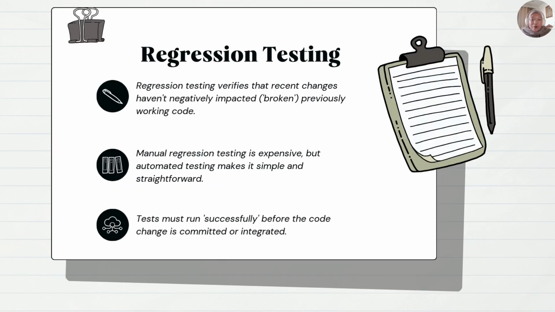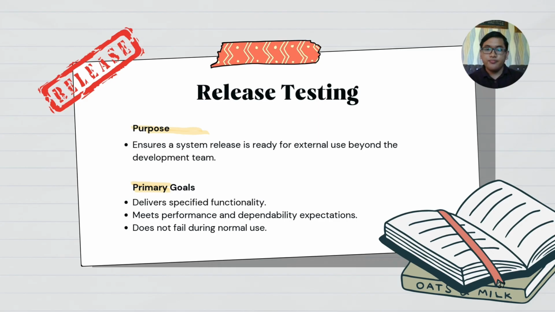The next is about regression testing. Alright, so regression testing verifies that recent changes never affect the previously working code, and manual regression testing is expensive, but automated testing makes it more simple and straightforward, right? So the tests must run successfully before the code change is committed or integrated.